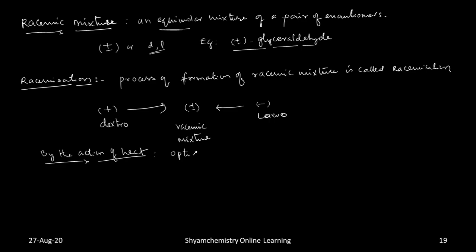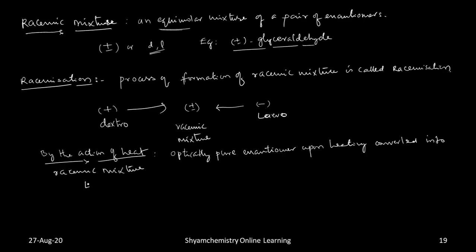An optically pure enantiomer, whether it is dextro or levo, upon heating is converted into a racemic mixture.